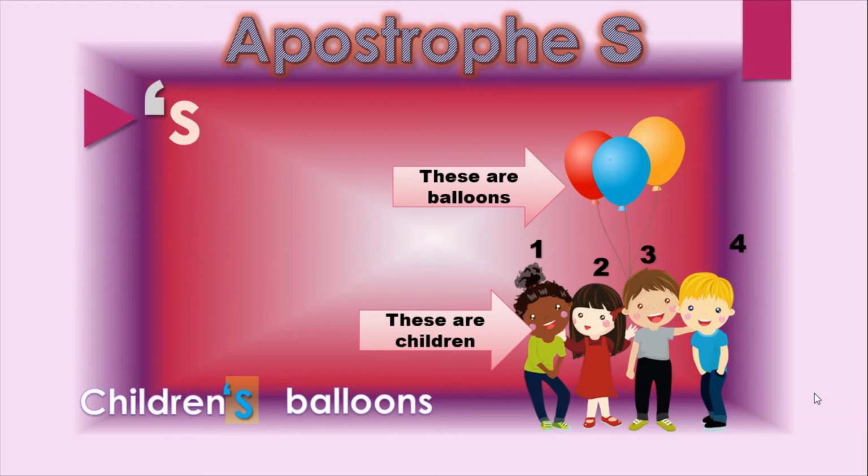But now, children, balloons. Who owns who or what? So the children's, they own the balloons. So they are the possessors, they're the owners. So children's balloons. Now notice that we have apostrophe S after children to make it into a possessive noun. Okay, let's go ahead and look at another example.